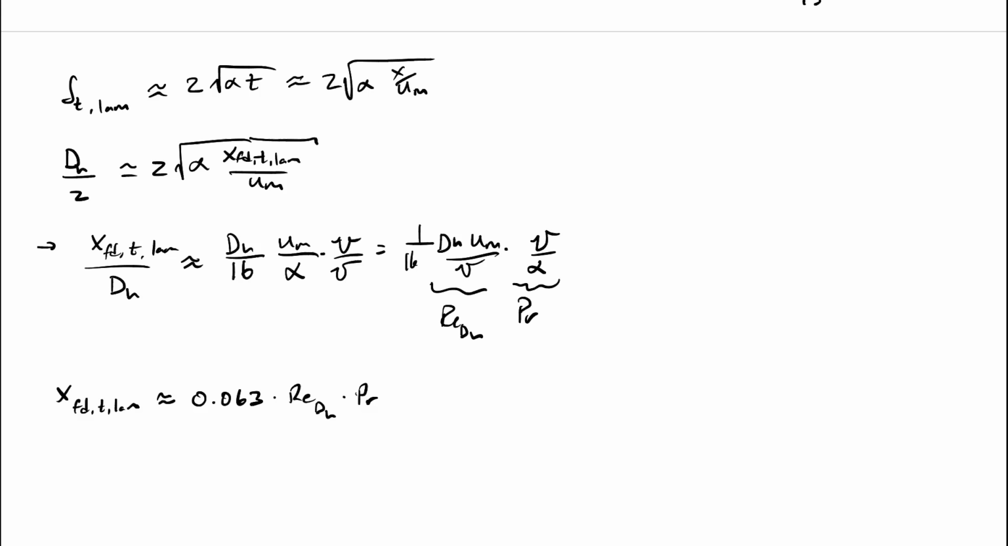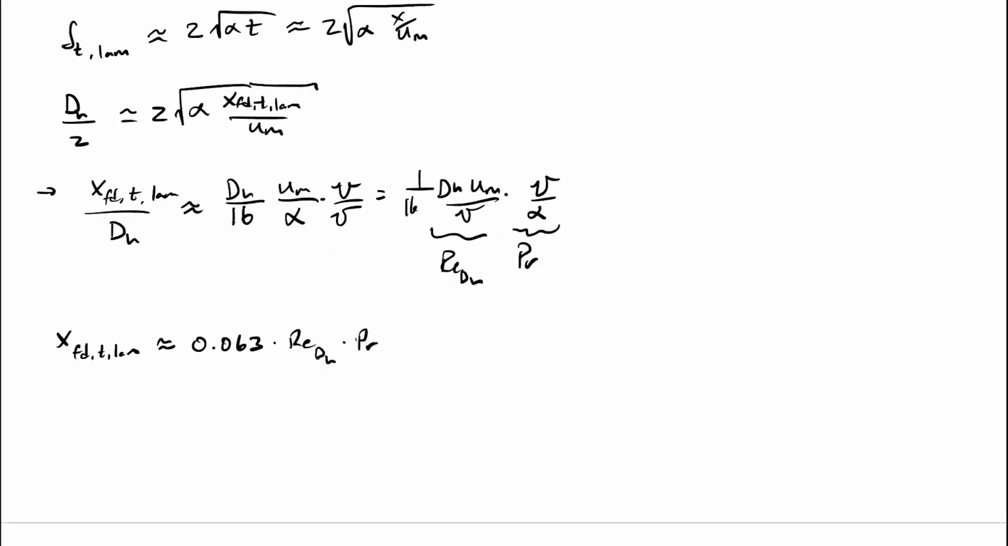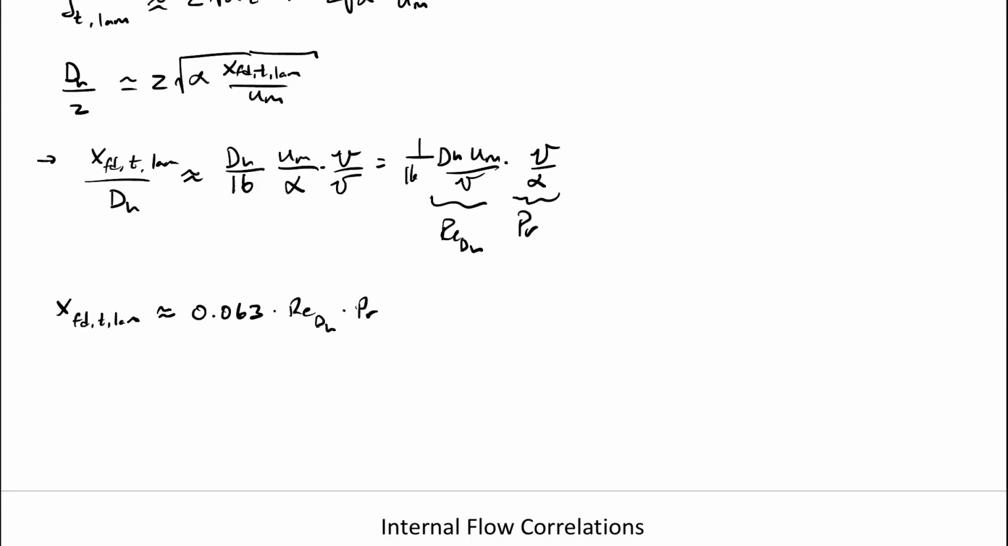And if we look at a direct comparison of those two things, that is x_FD,T laminar compared directly to x_FD momentum, or I think we call it H laminar, that is just equal to the Prandtl number.